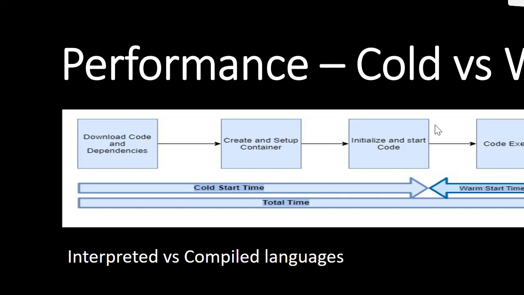The first thing I learned is that we should be using more interpreted languages than compiled languages for Lambda functions, or for any kind of functions you are doing, because interpreted languages like Node.js and Python are very fast in terms of initializing and starting the code compared to compiled languages like Java or C++, and the dependencies are very heavy in those languages.